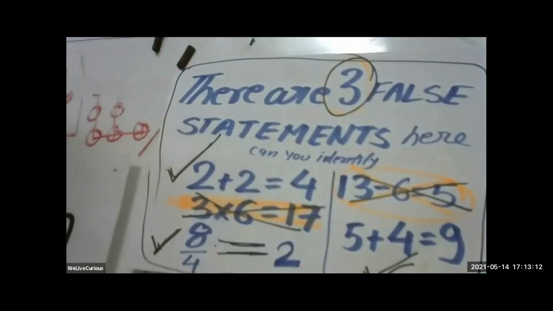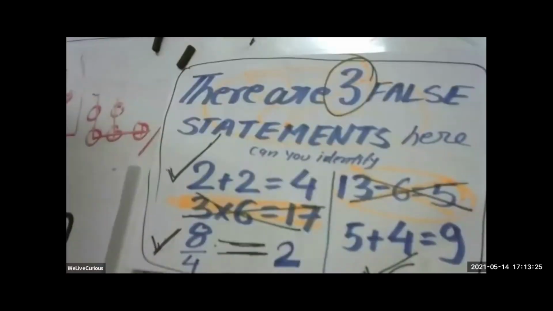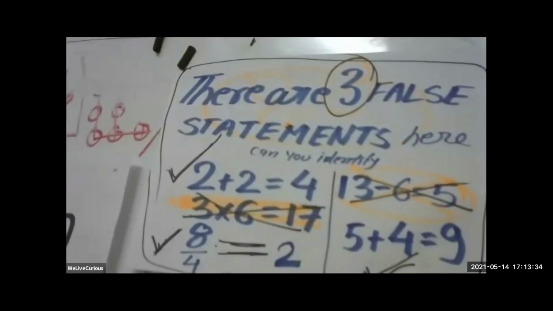Perfect. Bravo. Very good. The question itself is wrong, because there are only two false statements. In fact, we got the question wrong. Only two of the number sentences were false. The mistake had to be in the question itself. Perfect.